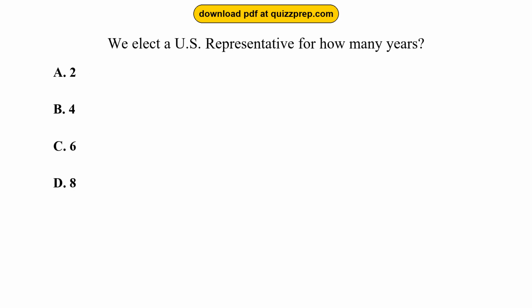Question 12. We elect a U.S. representative for how many years? Option A, 2. Option B, 4. Option C, 6. Option D, 8. The correct answer is option A, 2. U.S. representatives serve 2-year terms. This keeps them closely accountable to their local voters.